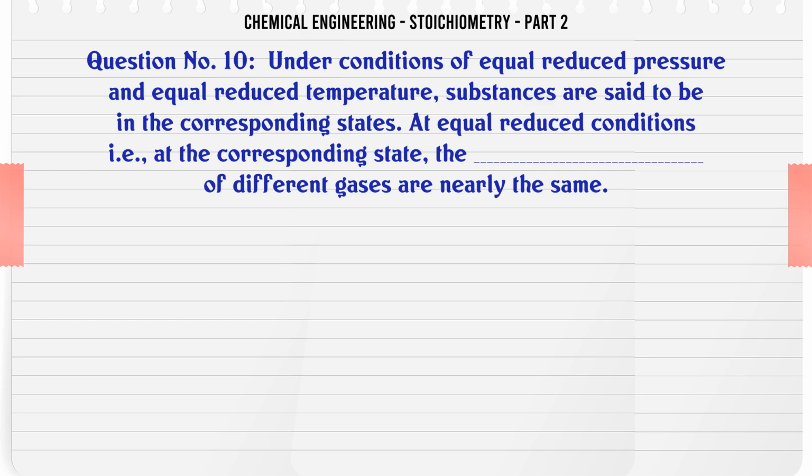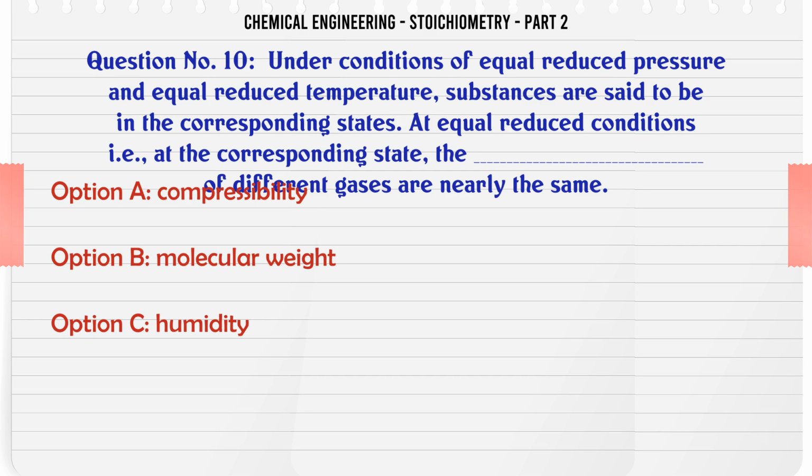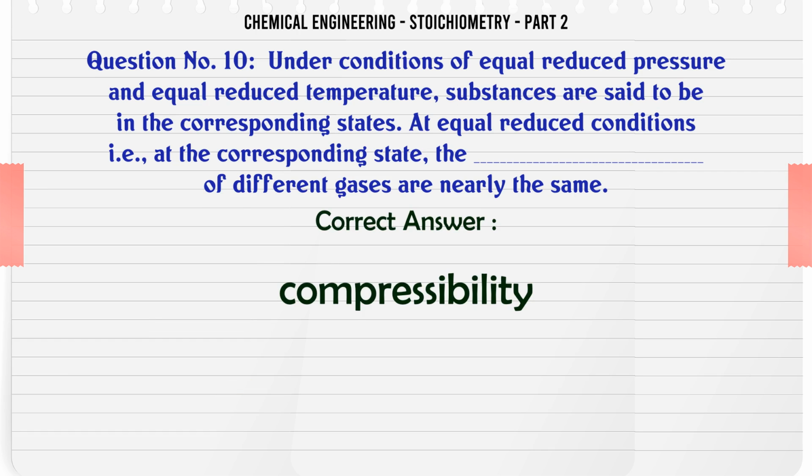Under conditions of equal reduced pressure and equal reduced temperature, substances are said to be in the corresponding states. At equal reduced conditions, i.e. at the corresponding state, the compressibility of different gases are nearly the same. A. Compressibility, B. Molecular weight, C. Humidity, D. None of these. The correct answer is compressibility.